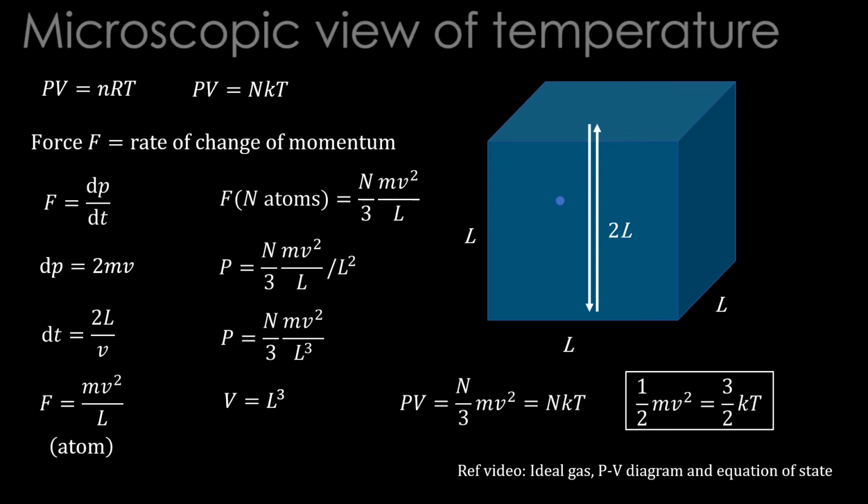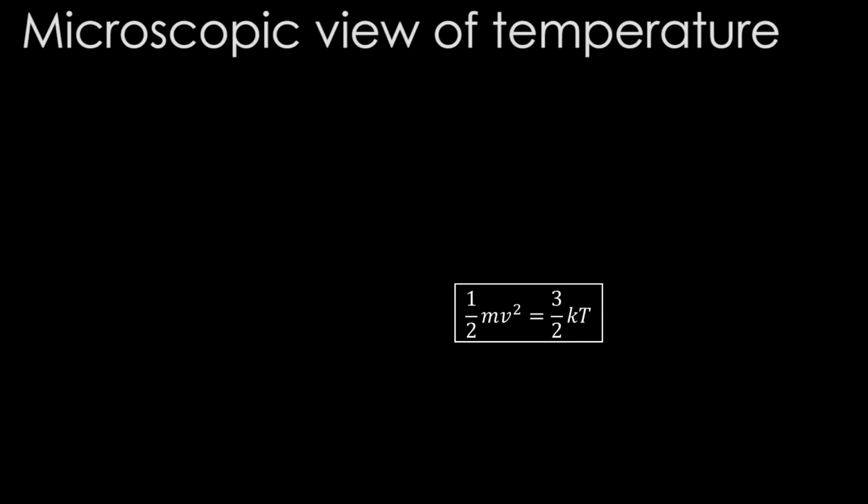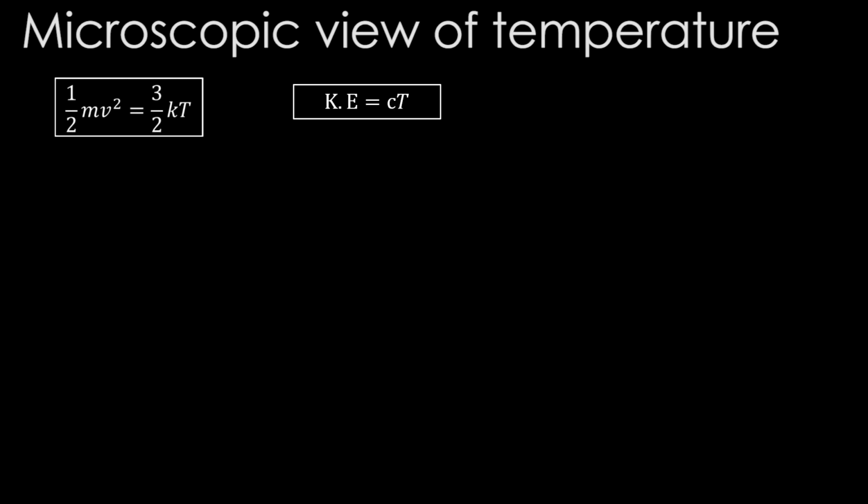This equation tells us the microscopic nature of temperature. Kinetic energy is some constant multiplied by temperature. In other words, temperature is a measure of kinetic energy and nothing else.